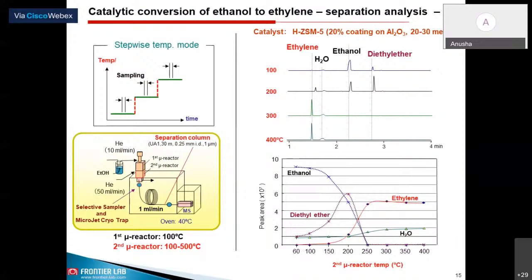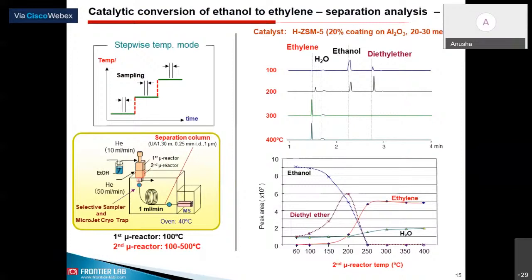So this is the online separation analysis using stepwise reactor temperature programming. Here we have used stepwise, as I've already mentioned. Also, linear always takes place only by using a separation column, whereas with EGA, you can do only isothermal. So basically the same system configuration was used. We haven't changed much. The only change is EGA to separation column. That's it. Everything else remains the same, like the selective sampler and cryo trap.